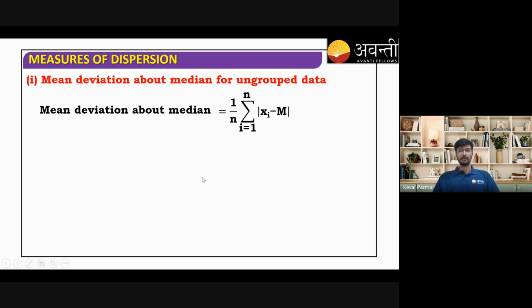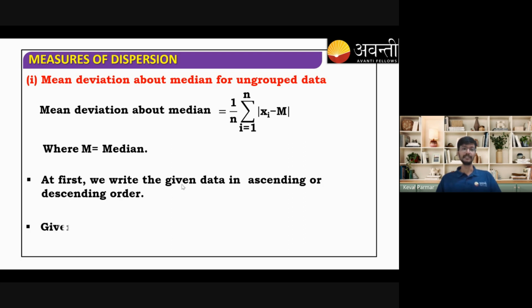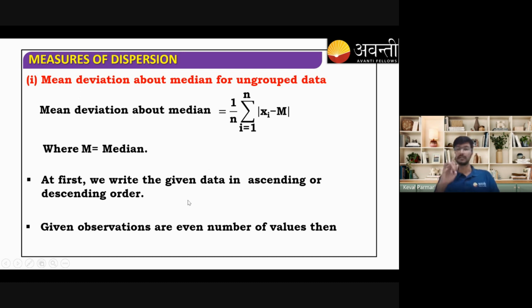Yeah. So first, how to calculate median? For median, we first get the data in ascending order. So let's see an example first, and then we'll see. M is median. At first, we write the given data in ascending order, right? If the number of observations is even, then we have two medians, and if the number of observations is odd, then we have one median.